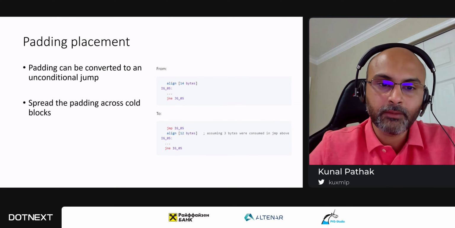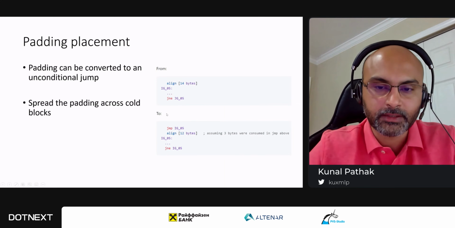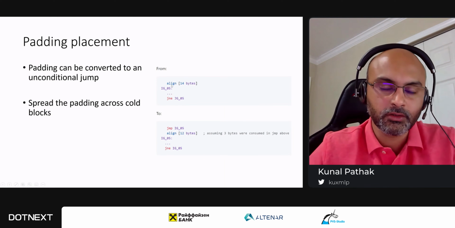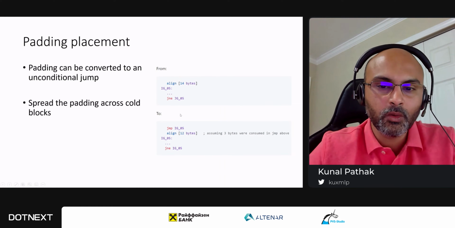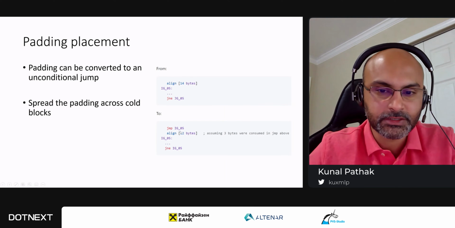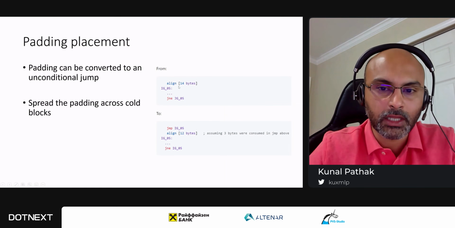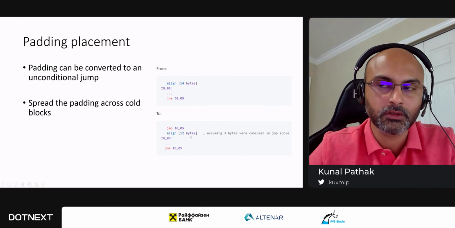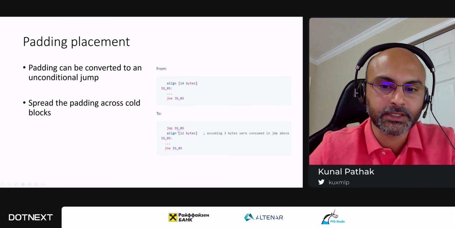There can be other interesting ideas. Let's say on the right side you want to add a padding of 14 bytes. Well, you can convert that 14 bytes of padding into a jump and an align instruction. So if the jump instruction takes 2 bytes, you can convert that alignment of 14 bytes into a jump and then an alignment of 12 bytes. In that case, the processor will never fetch and decode those padding instructions, because there is a jump that we have added.